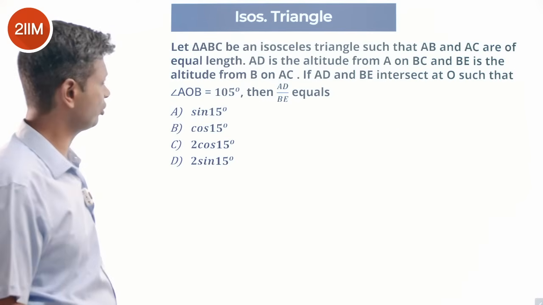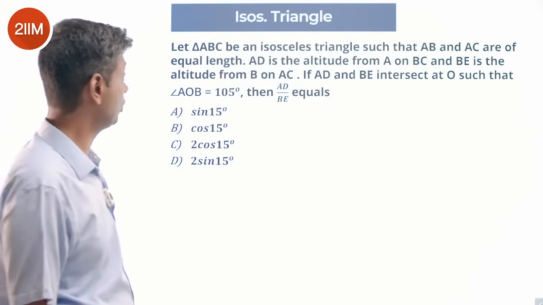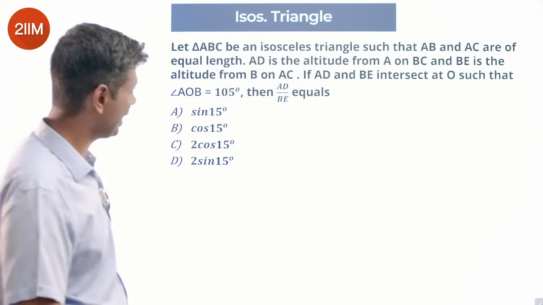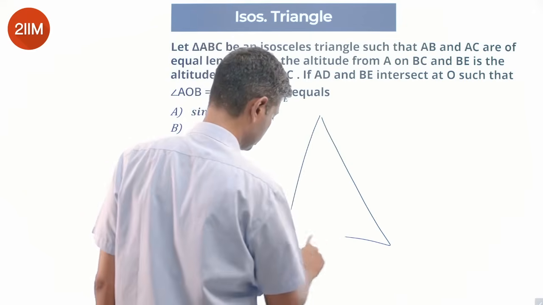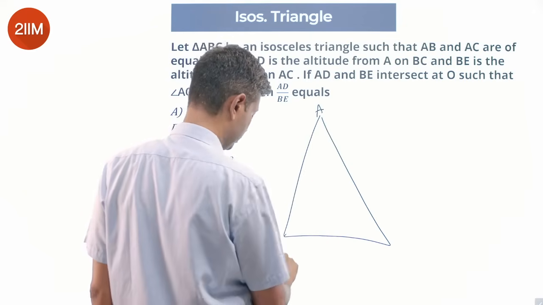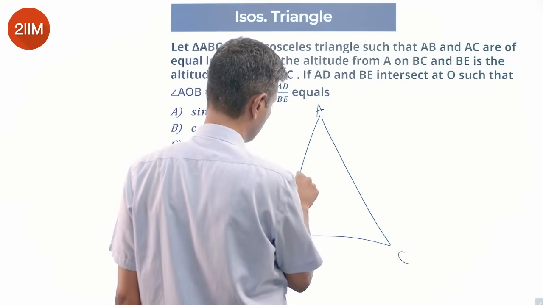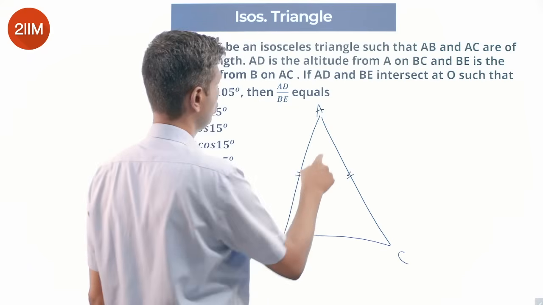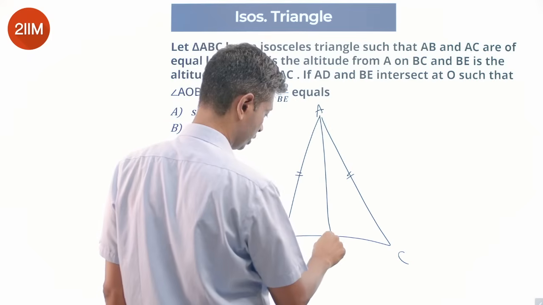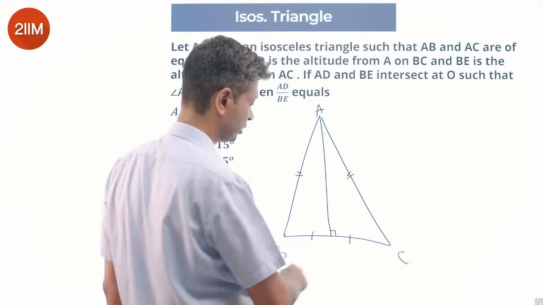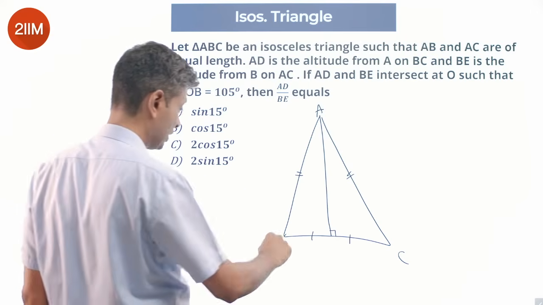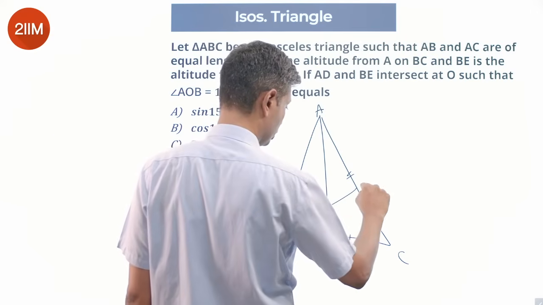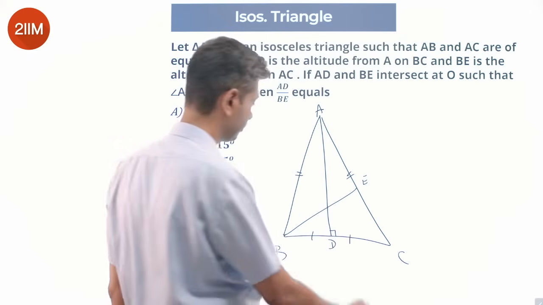Triangle ABC is an isosceles triangle such that AB and AC are of equal length. AD is the altitude from A on BC. BE is the altitude from B on AC. Okay, nice. ABC, AB equal to AC. AD is the altitude from A on BC. These two should be equal because it's an isosceles triangle, congruent that we can prove. BE is the altitude from B on AC. So this is E, this is D.